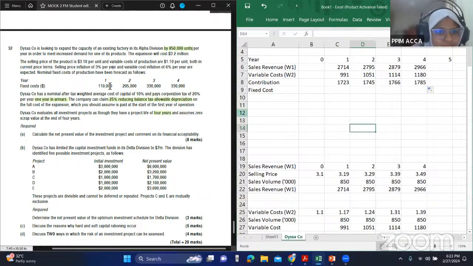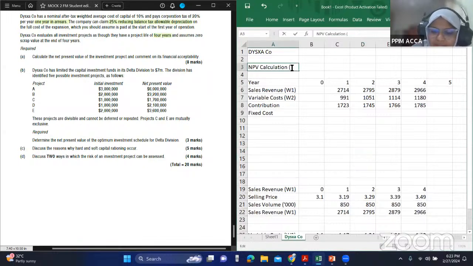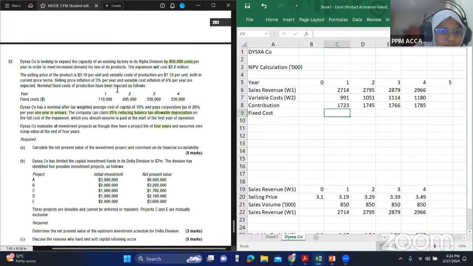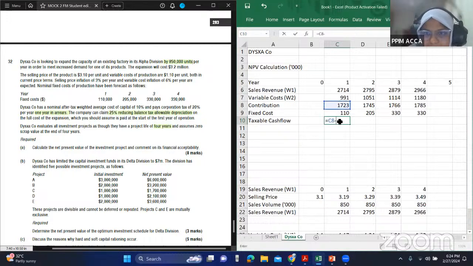Then they talk about a fixed cost, which is year 1, 110,000, 205,000, and so on. Okay. So at the beginning itself, one thing I forgot to write here is, let's just say that the question is done in thousands. Okay. If not, we will have huge figures. Right. So fixed cost, we know it over here, 110, then 205, 330, and 330. Okay, so everything is there. Now we can take another total, call it the taxable cash flow. So what is that? It is the contribution minus the fixed cost.